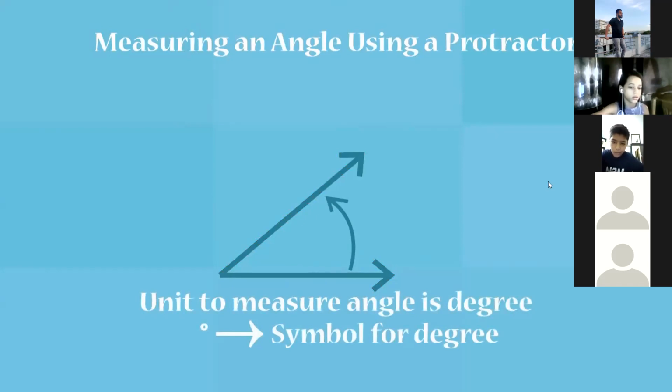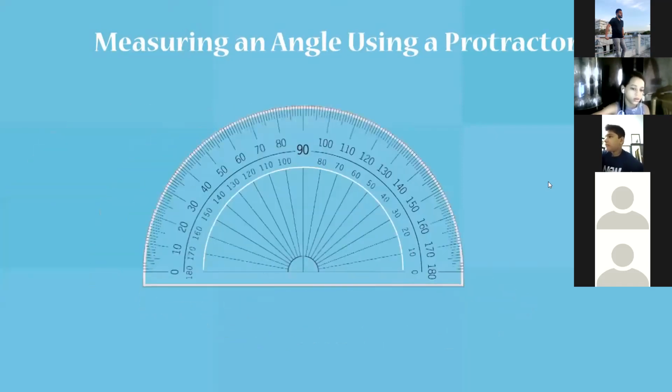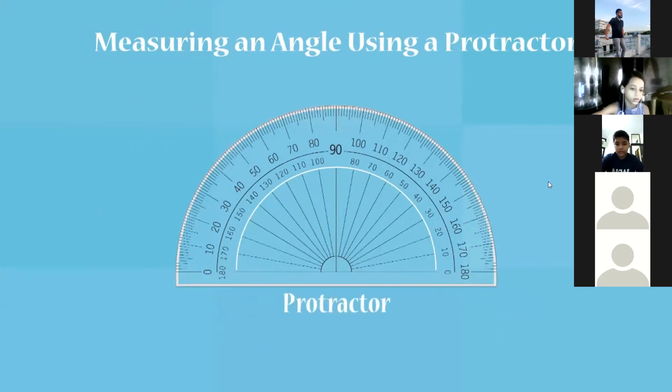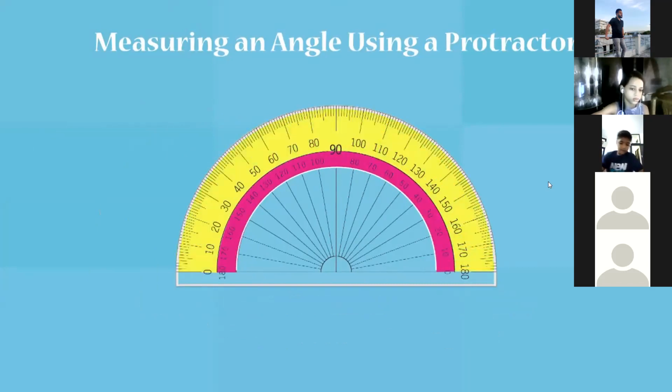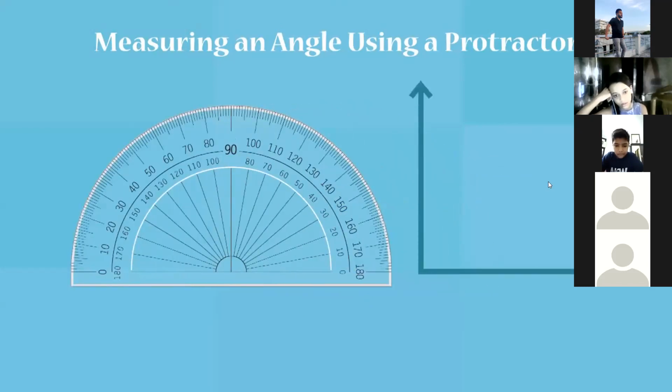This is the symbol used for degree. We use an instrument called the protractor to measure an angle. You can find it in your geometry box. The protractor has two sets of measurements written on it. These are called scales. There is an inner scale and an outer scale, both having 0 degree to 180 degree in opposite directions. The midpoint of the baseline is called the center point. Let us measure the given angle, angle ABC, given here. Step 1.